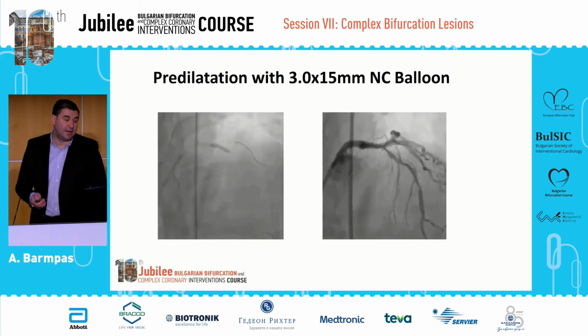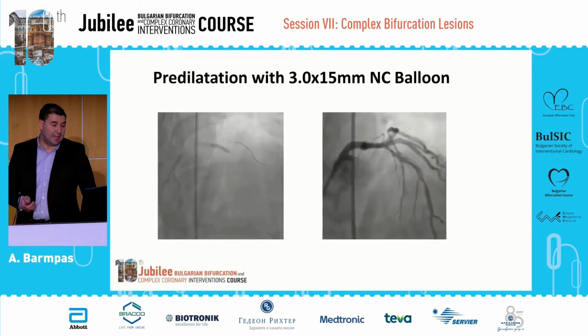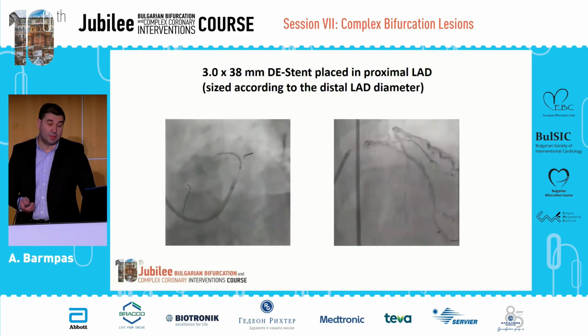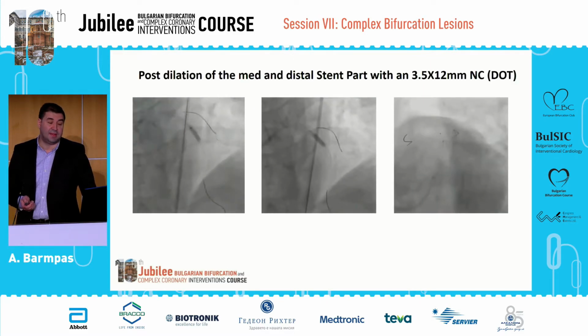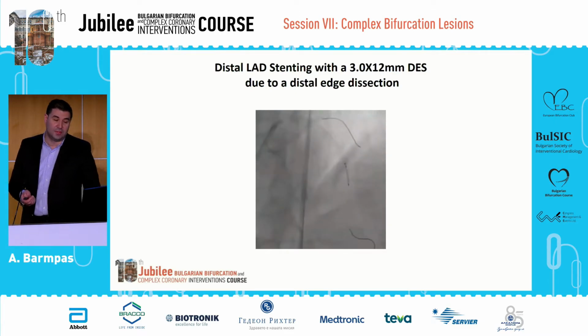Back to the case, after a predilatation with a 3 by 15 millimeter NC balloon at the LAD, a 3 by 38 millimeter drug-eluting stent was placed in the proximal LAD, sized according to the distal LAD diameter. A proximal optimization technique was performed with a 4 by 8 millimeter NC balloon. Post-dilatation of the mid and distal stent part was done with a 3.5 by 12 millimeter non-compliant balloon. A distal LAD stenting followed with a 3 by 12 millimeter DES due to a distal edge dissection.